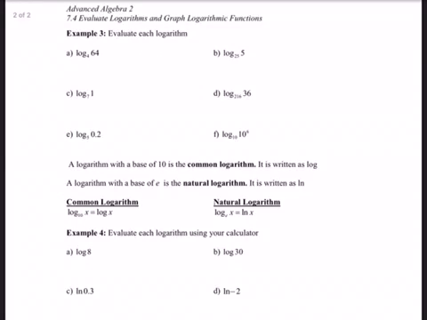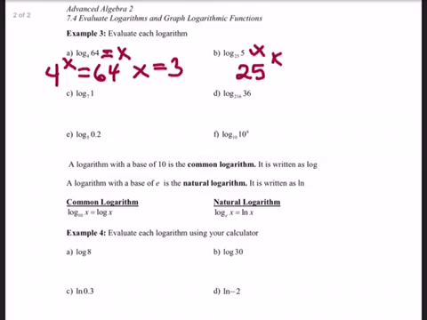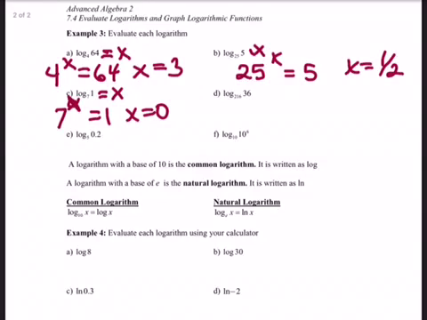You're going to get out your calculator. I am going to rewrite the first couple because we can just solve them ourselves. I'm going to set this equal to some number x. So I'm going to put it into exponential form. 4 to the what power gives me 64? X equals 3. Okay. 25 to the what power gives me 5? Well, the square root of 25 is 5, so that means x is going to be 1/2. Okay, 7 to the what power is equal to 1? That's x equals 0, and so on and so forth.